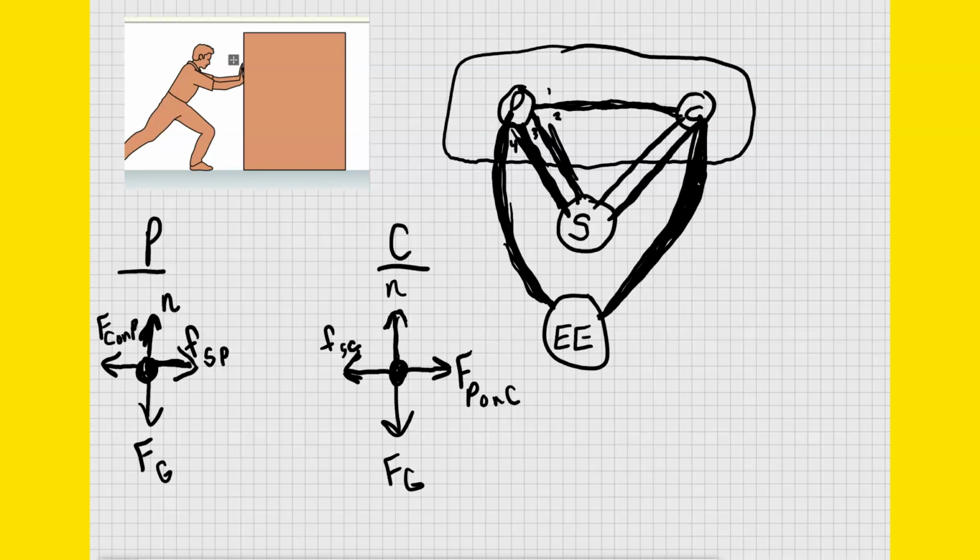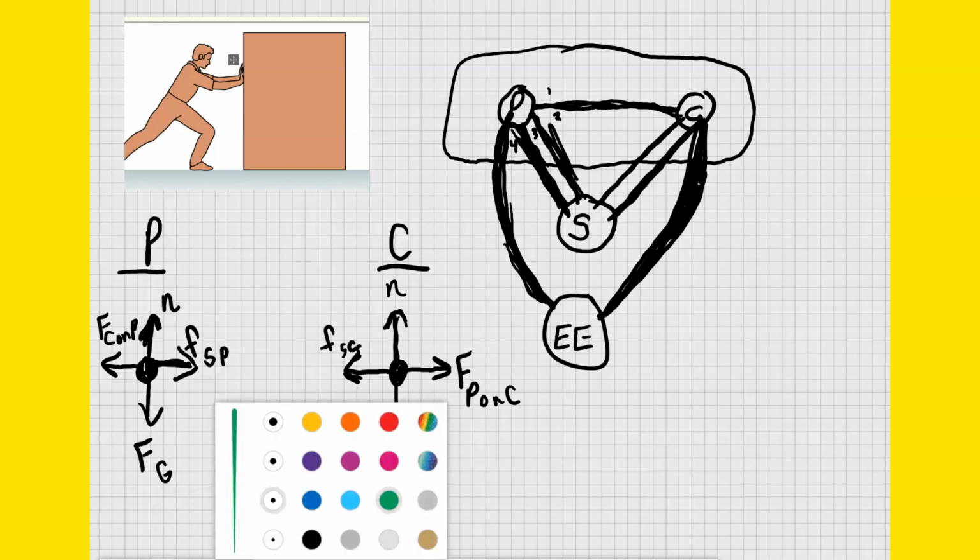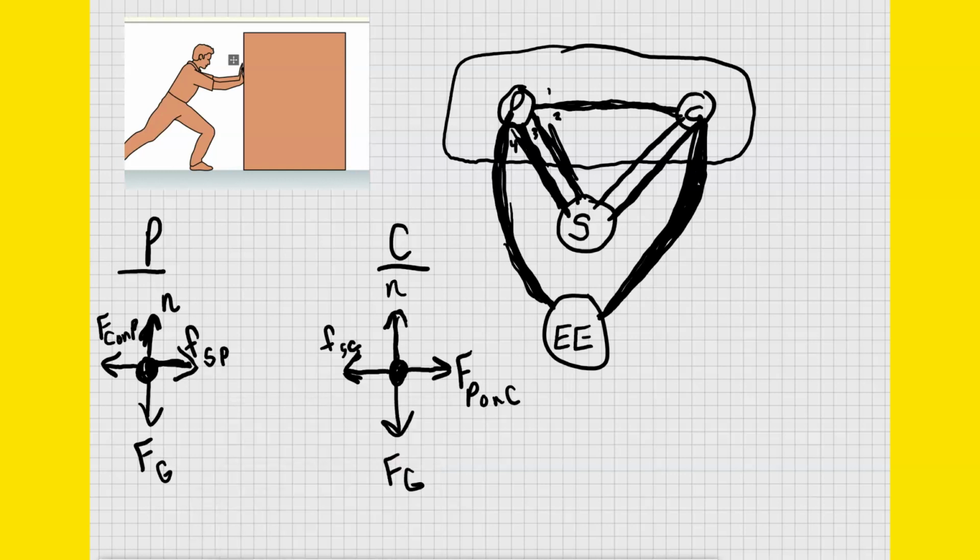Now, what are action-reaction pairs are the force of, let me do a different color. Let me do green with a very small line. That is an action-reaction pair. The force of the crate on the person and the force of the person on the crate are an action-reaction pair. Okay.